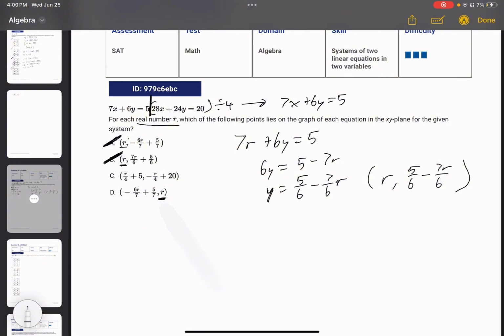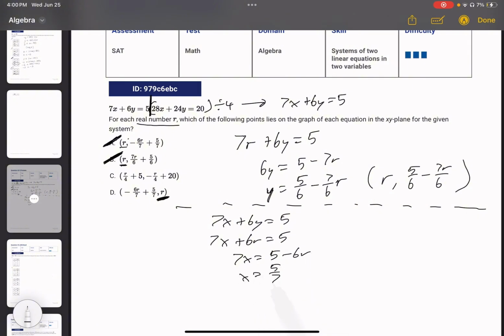Now move into plugging in r for y, and we get, okay, so I'm going to separate this. We have our equation again, 7x plus 6y is equal to 5. We're going to plug in r for y. We're going to solve for x. So 7x is equal to 5 minus 6r. X is equal to 5 over 7 minus 6r over 7. And then our coordinate point should be 5 over 7 minus 6r over 7, comma, r.